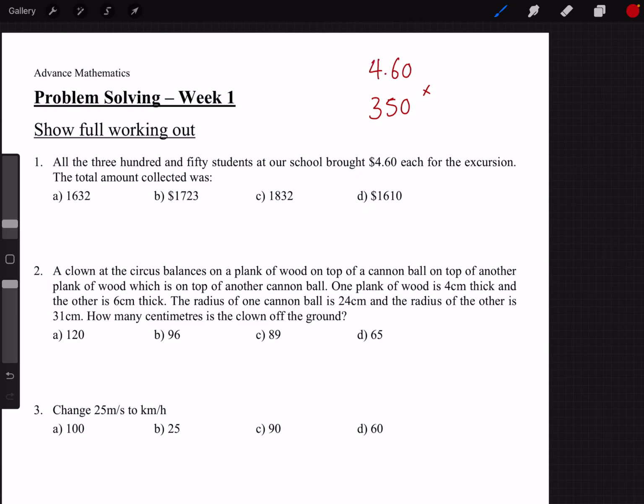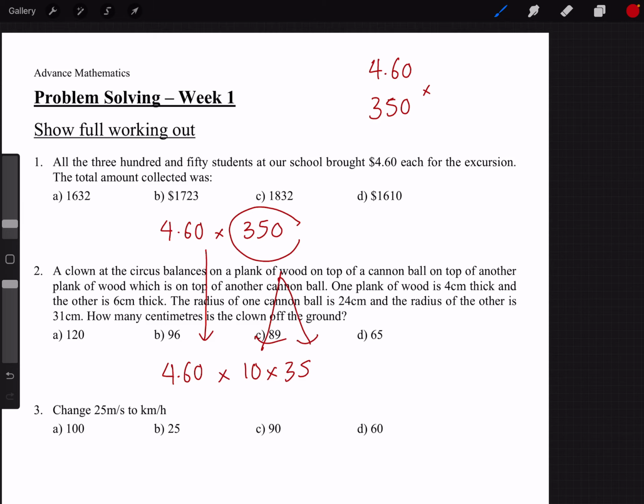So you can multiply like this, or if you're clever enough, you can figure out that I'm going to do 4.6 times 350 like this. Now we can rewrite this as $4.60 times 10 times 35, isn't it? Because 35 times 10 will give you 350, right? So we can break the 350 into its factors like this, okay?